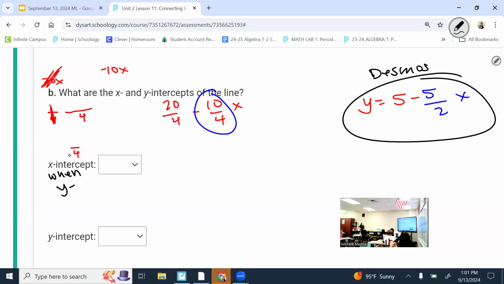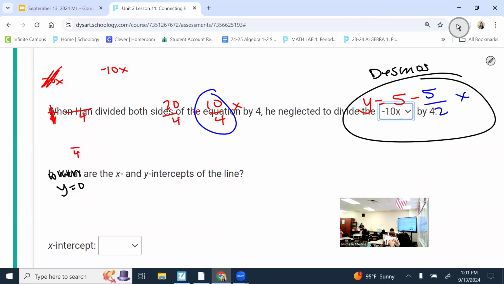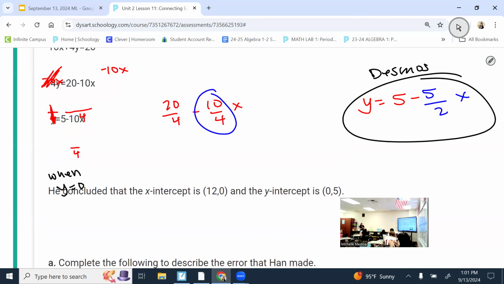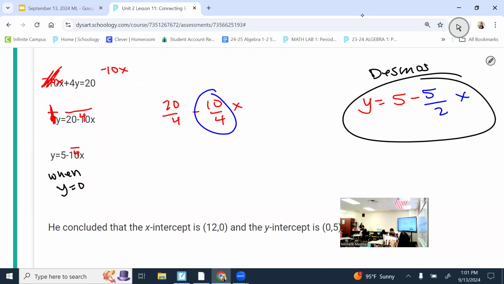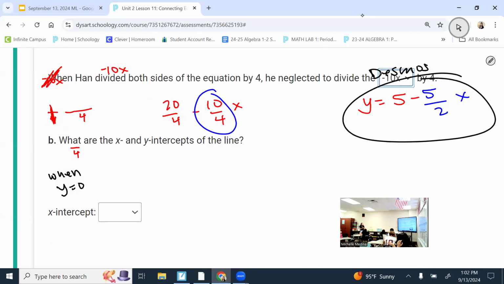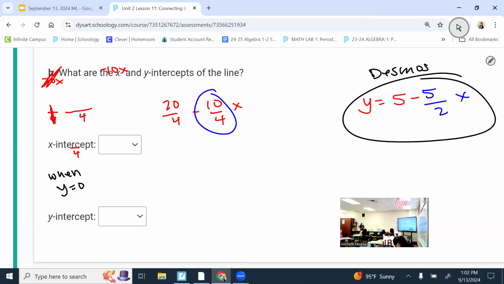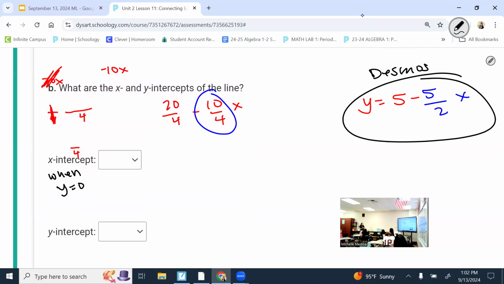Here, I'll just tell you, because I don't know if you know yet. Hopefully you'll hear it so many times that you will know. Your x-intercept, by definition, is when y is 0. So if I plug in 0 for the y, and if I plug it in here, it's not as easy to solve, so I'll plug it into my original, which was 10x plus 4y equals 20. Okay, so your x-intercept is y equals 0.